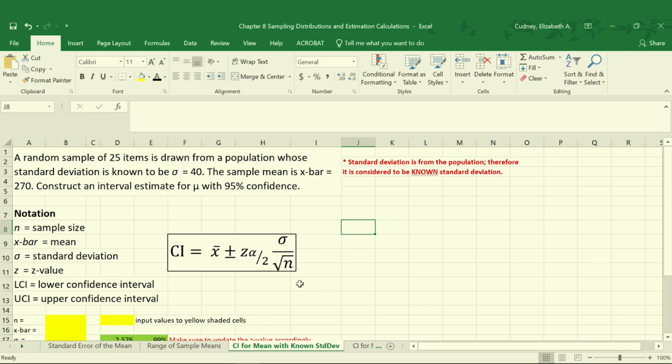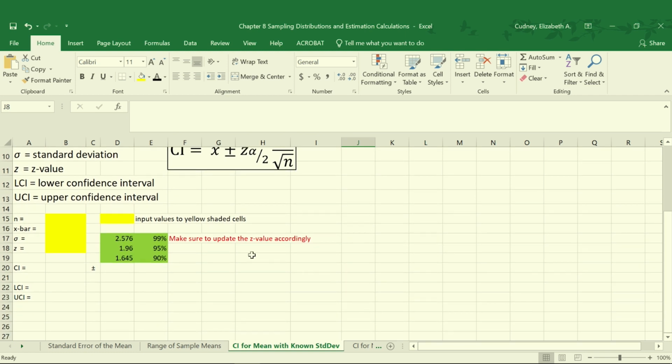So our equation for our confidence interval will be our average plus or minus our z value for alpha over 2 multiplied by our standard deviation divided by our square root of n. So using the information that's been given to us, we know that our value for n, our sample size, is 25. Our x bar, the average, was 270. Our standard deviation was given to us as 40. And then our z value will be 1.96 since we're looking at a 95% confidence interval.